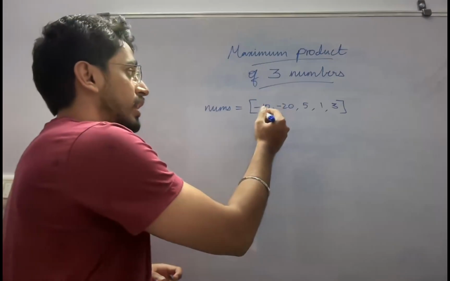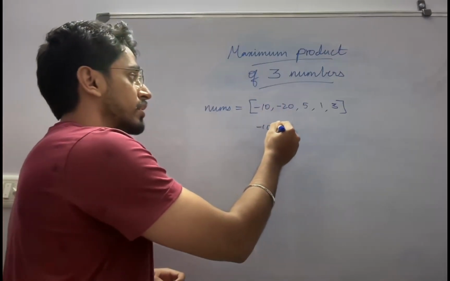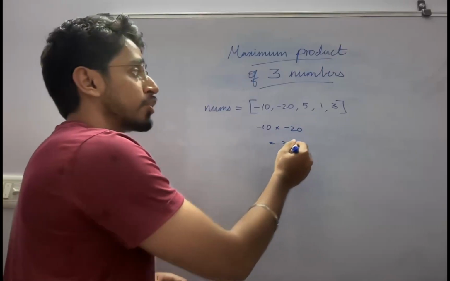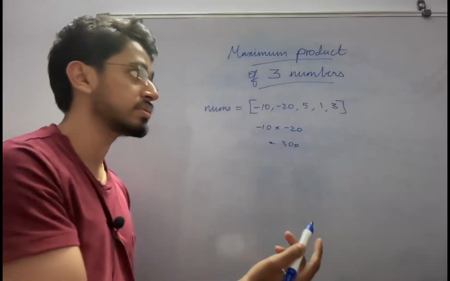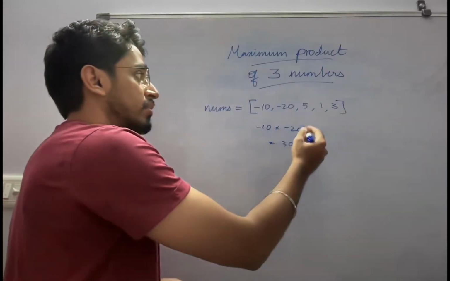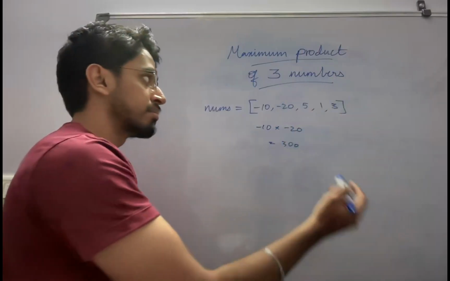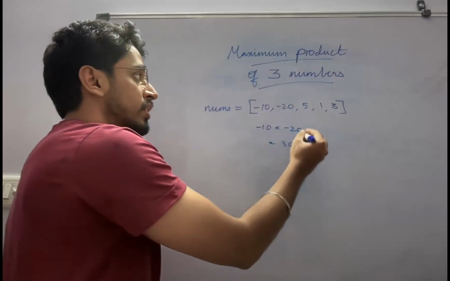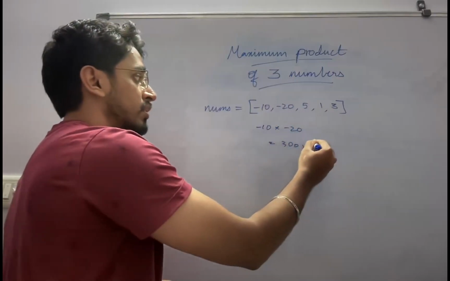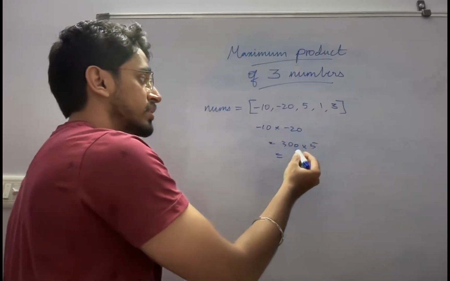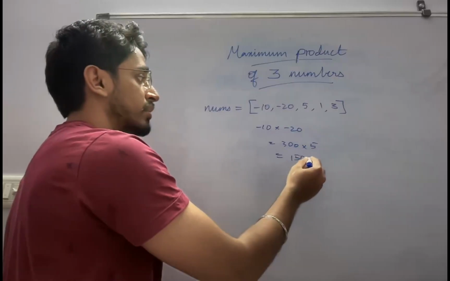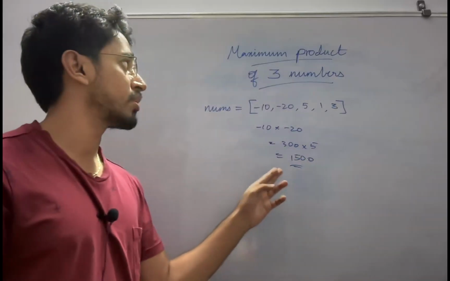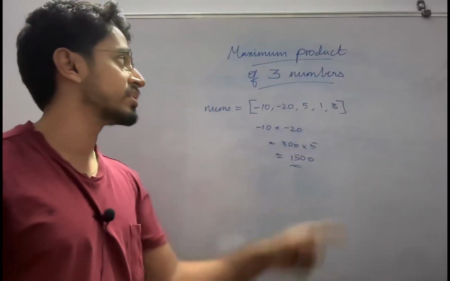Okay, if you calculate minus 10 into minus 20, that would become 300, which is a positive number. So minus into minus is plus, and we need to choose any one number where if we multiply it would give us the maximum number. So far we have done for two values, so we need to do for three. So that is 5. 300 into 5, that would give us 1500. Okay, so this is the maximum product for three numbers within this given set of numbers.